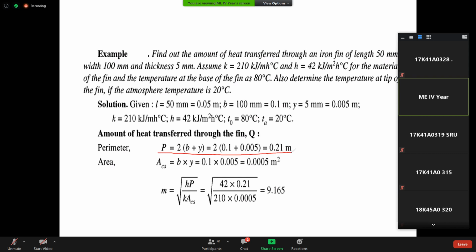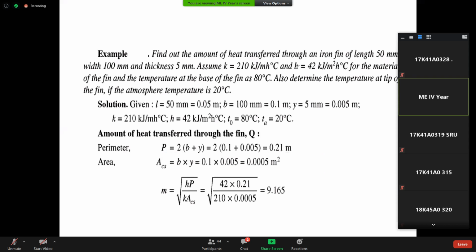next, the perimeter you can calculate because it is a rectangular fin. If it is of circular shape, the perimeter will change, because with diameter d the perimeter is pi d. You will get a different perimeter for the circular case. That is another case. If it is a plain wall, then the perimeter is 2 into (y plus b), that is b plus y. It depends upon the geometry. At the same time, the cross-sectional area becomes pi by 4 d square if it is a circular rod, right?